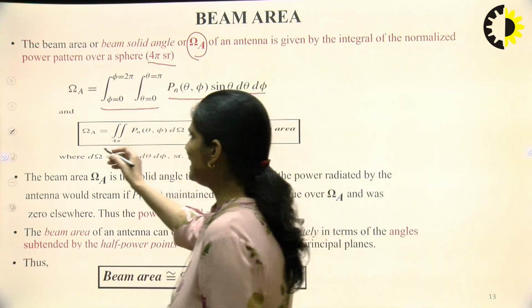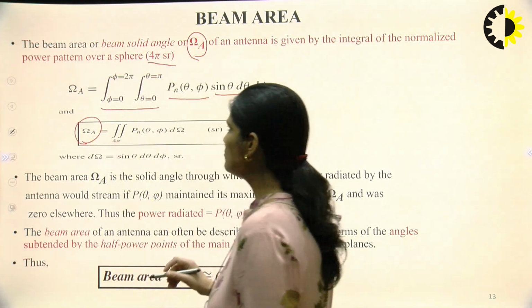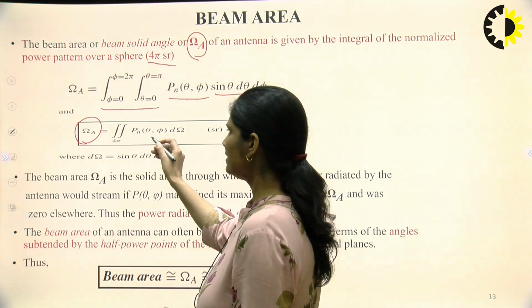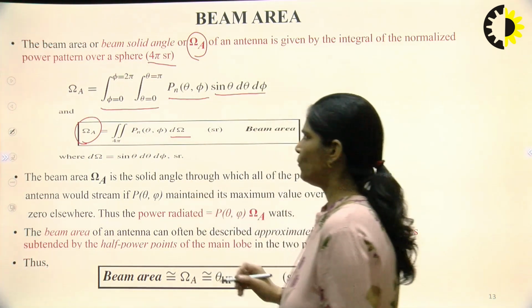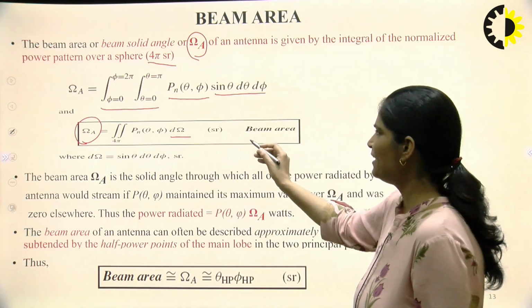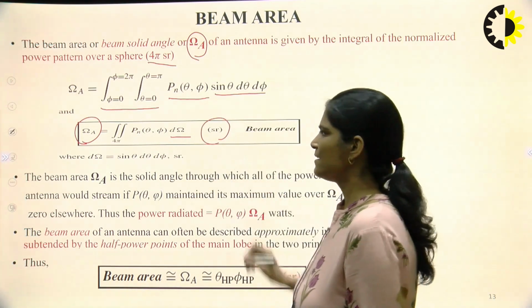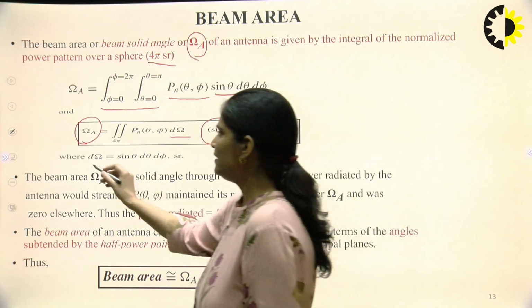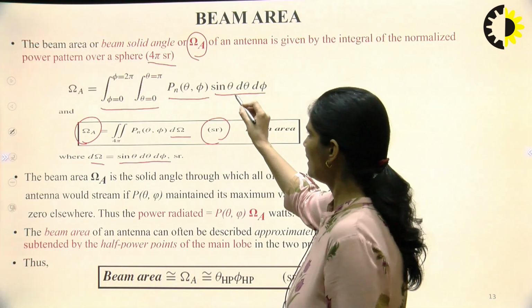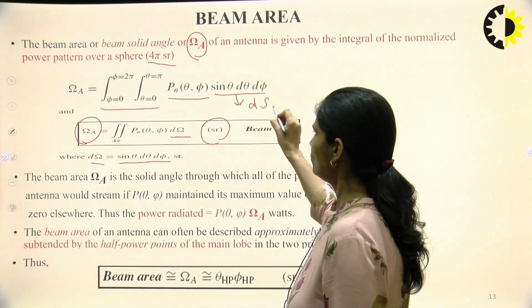So you can integrate it and find out the beam solid angle. That is equal to what? The integration of normalized power P_n(theta, phi) dΩ. So you can find out the beam area in units of steradian, where dΩ is equal to what? sin theta d theta d phi. So write down here, this is equal to dΩ.